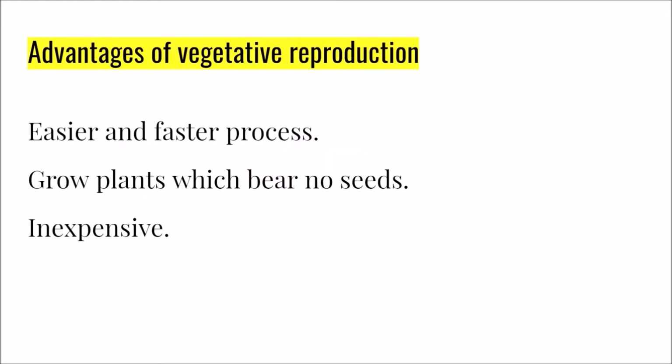What are the advantages of vegetative reproduction? Why do we use vegetative reproduction? Because it's an easier and faster method. It gives a number of the same plant. It also helps to grow plants which bear no seeds, for example, banana. It's an inexpensive method because every time you go to buy a seed, it's not possible. So it is easier if you want to grow the same plants in your home, you cut a part of a plant and grow easily. It's an inexpensive method.